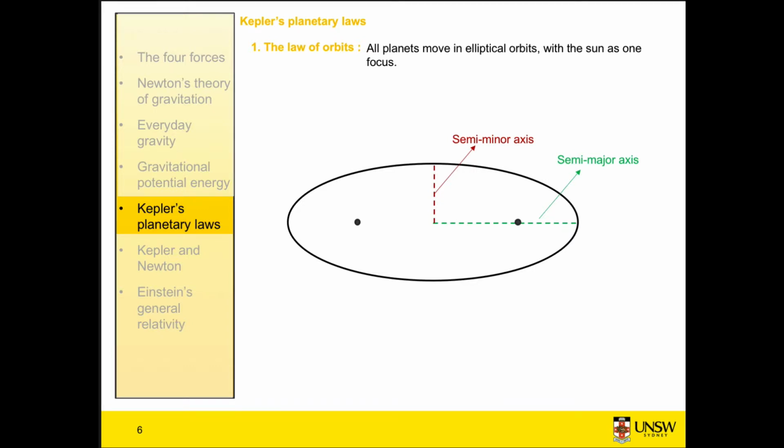So Kepler's first law says that all planets move in elliptical orbits with the sun as one focus. So if we've got our ellipse here, we'll pop our sun in at one focus and voila, we have the orbital path of a planet.